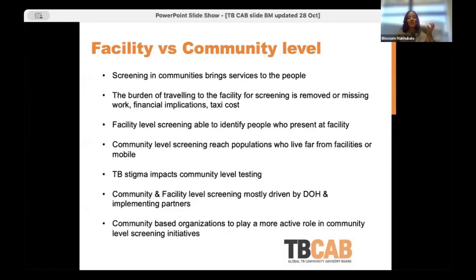And then you also get community and facility level screening. It's mostly driven by the Department of Health or implementing partners. I would love to see a situation where it's driven by community-based organizations. They take the initiative when it comes to that. I loved last year during World AIDS Day, where the slogan was, let people lead, let communities lead. It can also be adapted to TB response, let communities lead.